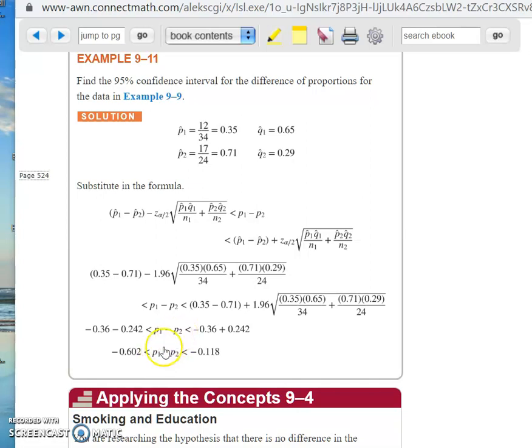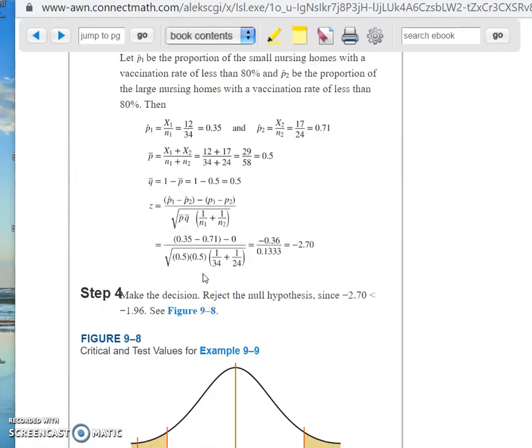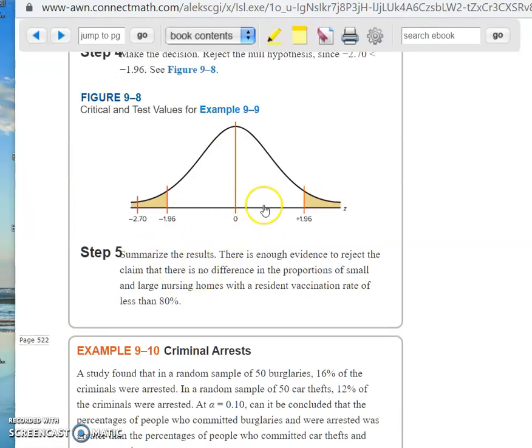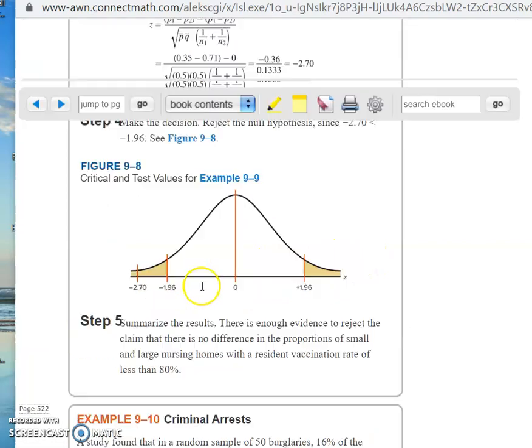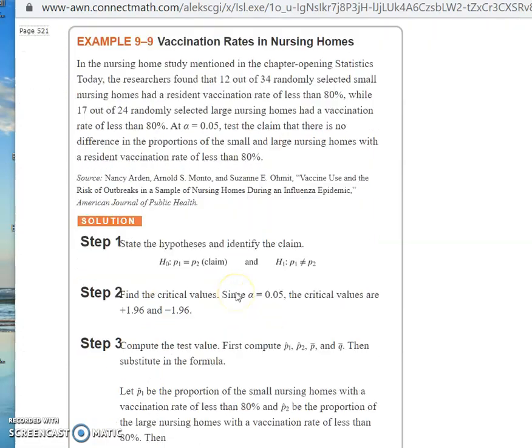Now, this should be exactly what we concluded when we did it the other way. Let's take a look. Let me go up there. So this is 9-9. When we got to 9-9, we used the classical method, the traditional method, and we came up with a test value that was in the rejection region. So we said, okay, there is enough evidence to reject the null hypothesis. There's enough evidence to reject the claim difference, which is right there. So we rejected the null hypothesis using that method as well.